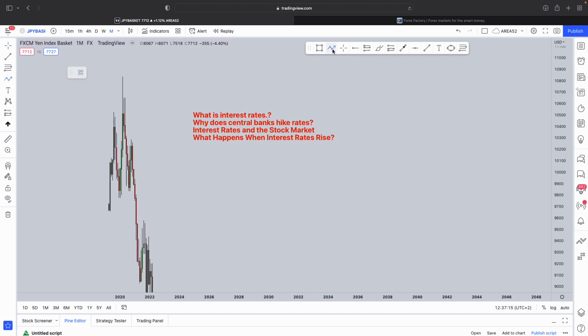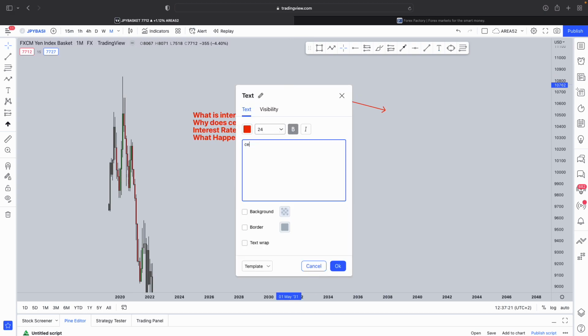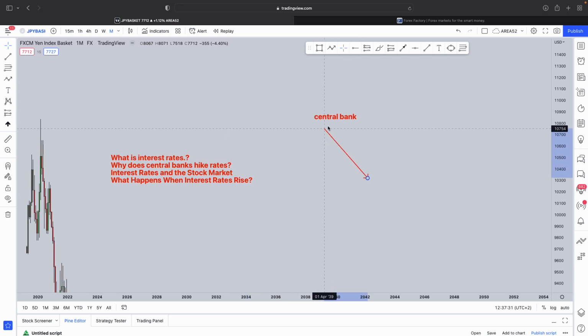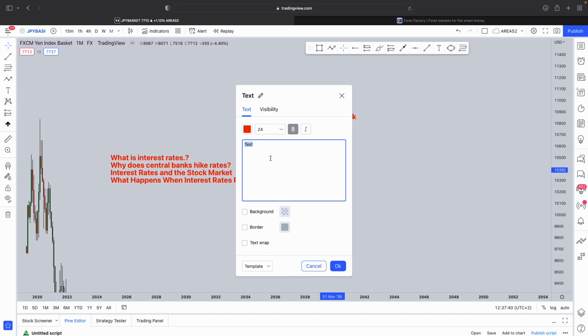So you've got the central bank sitting right at the top of the list. Now the central bank is the bank for the banks. He's the boss. Now what the central bank does is pass that interest rate on.